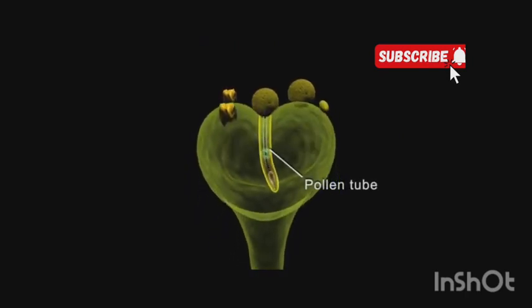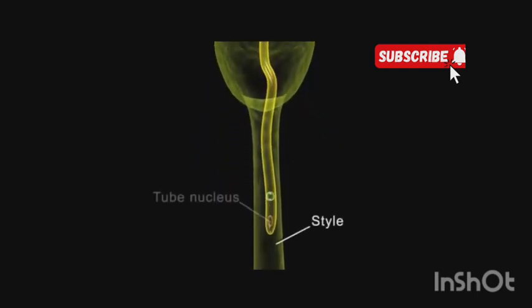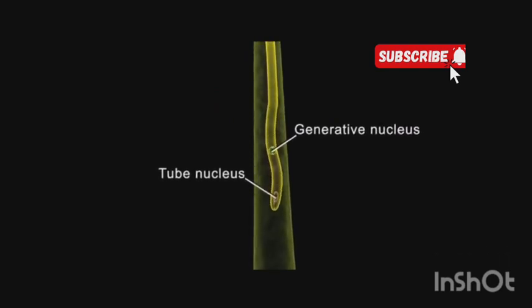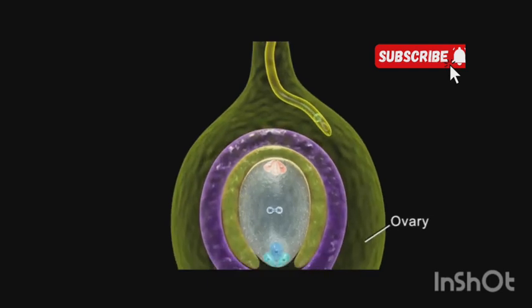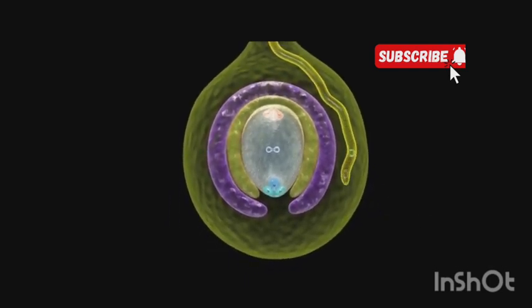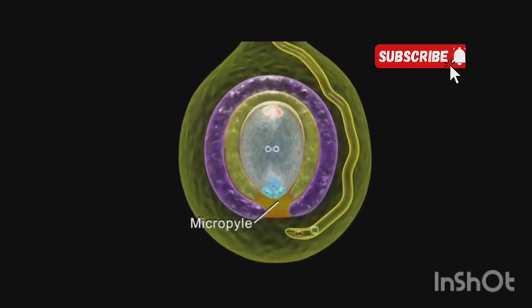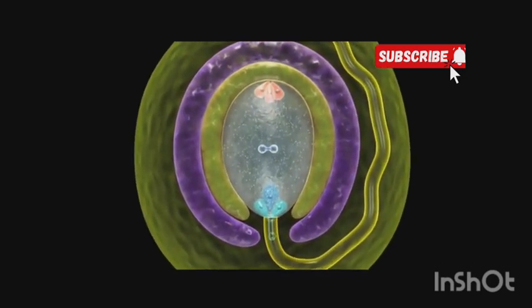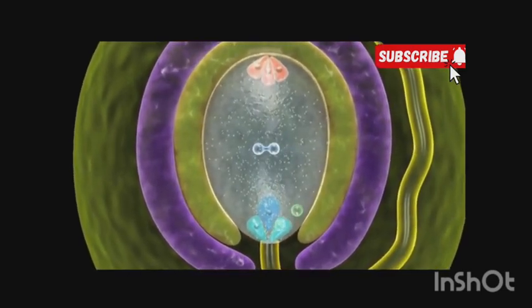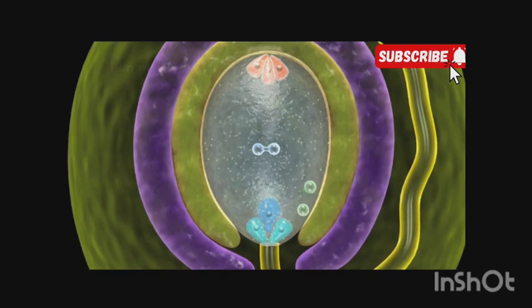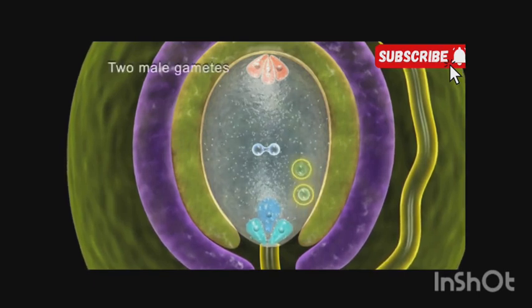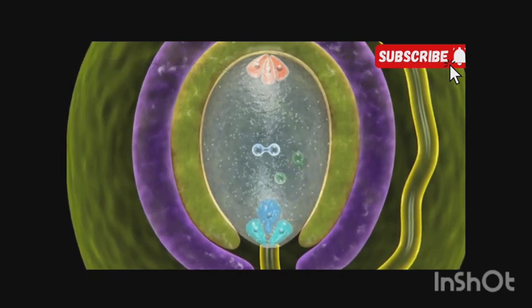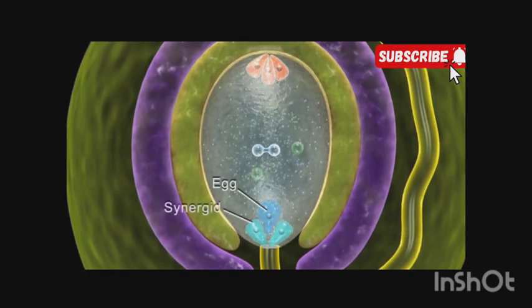Once the pollen grain is deposited on the stigma, it germinates to form a pollen tube. This pollen tube grows right through the style. It contains a tube nucleus and a generative nucleus and reaches the ovary where ovules are located. Through a narrow opening in the ovule called the micropyle, the pollen tube enters the ovule. Just before entering the ovule, the generative nucleus divides to form two male gametes. Once inside the ovule, the pollen tube releases two male gametes into the embryo sac. The embryo sac contains the egg or female gamete along with the synergids.